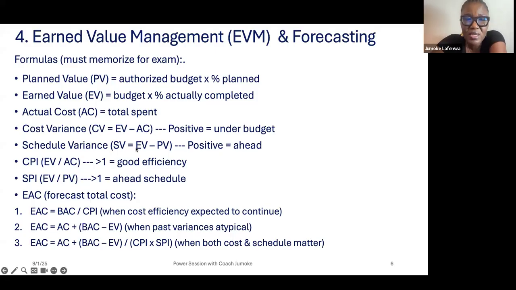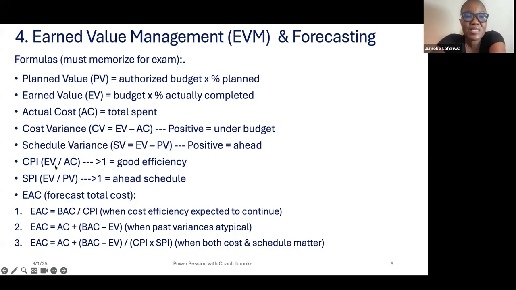For the schedule variance, if it is positive, you are ahead. It means your planned value is lower than your earned value. It means you are doing more than you planned. So you are ahead. You are likely going to complete the project on time.